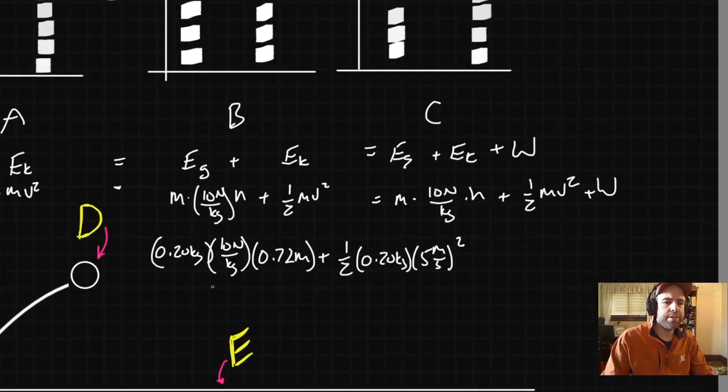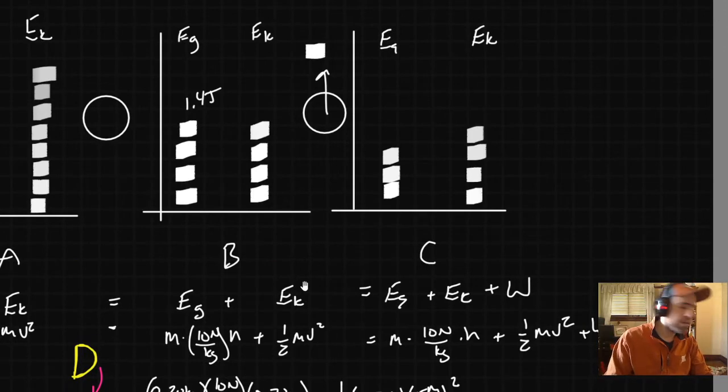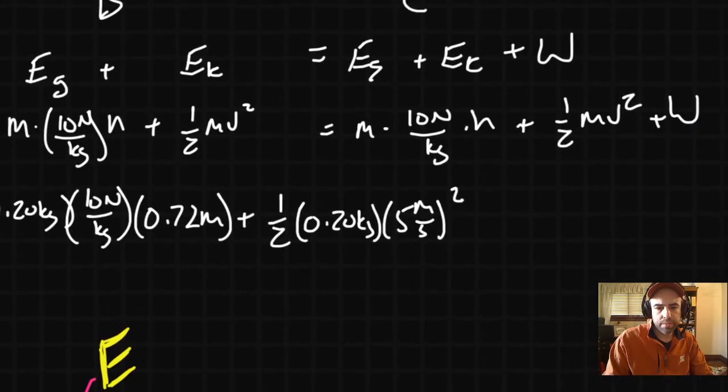So this part right here is 1.4 joules. That's the energy we have stored gravitationally at B. Then this part over here, I get 2.5 joules.